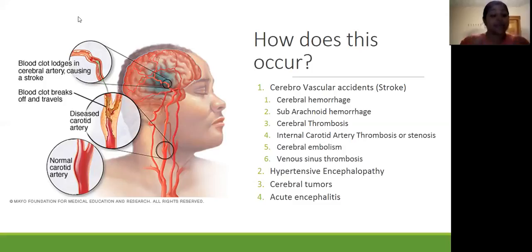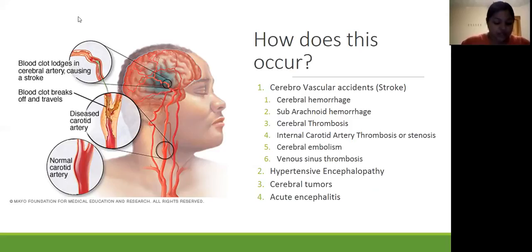or for instance, there is bleeding inside the brain that tends to increase the actual pressure within the structures, or there can be a blood clot that travels up from a different place and gets lodged in the brain, or there can be other situations where there is fluid accumulation in the brain due to other traumas. So these are certain conditions where this sort of presentation may happen. Different causes for a stroke can be cerebral hemorrhage, as I just mentioned, subarachnoid hemorrhage, cerebral thrombosis, internal carotid artery thrombosis or stenosis, cerebral embolism, and venous sinus thrombosis.